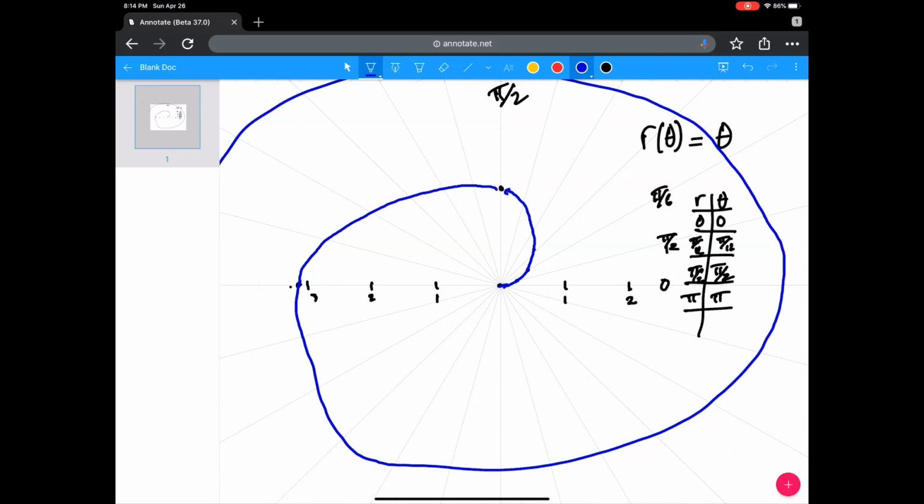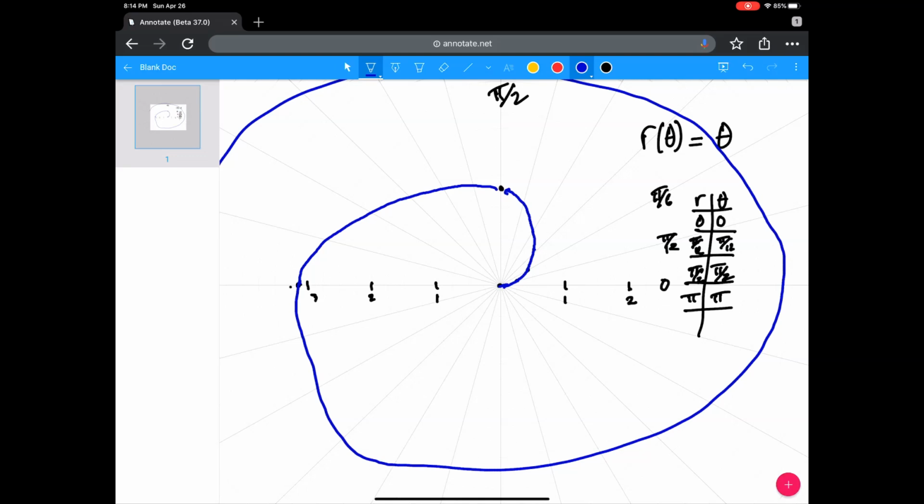Now, I could also plug in negative angles. So just as I pointed out earlier that r could have a negative value, so could theta. We have negative angles in trig, right? You plug negative angles in. You go down from the x-axis instead of up. You rotate clockwise instead of counterclockwise.